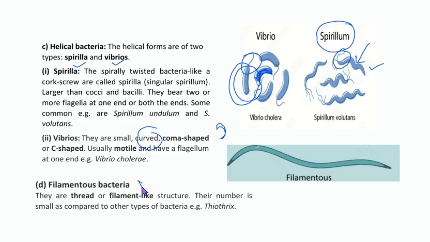The next one is the last, fourth type of bacteria, the filamentous, which are thread or filament-like in structure. Their number is small compared to other types of bacteria. The common example of filamentous bacteria is Beggiatoa.